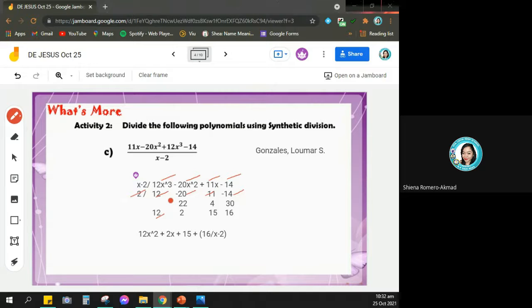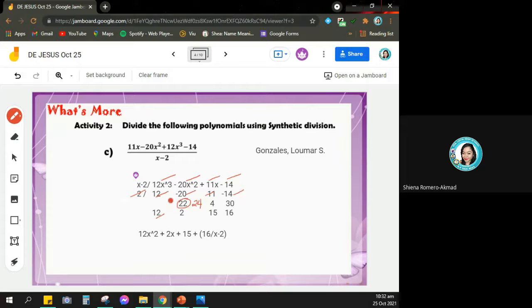It should be 24. 24 plus negative 20. Dapat ito 4. Okay lang yan. You can try and try and try hanggang masagot nyo ng tama. Huwag mo nang alisin kasi inaano ko. 4 times 2 is 8. Tama naman. Ayan, okay. So 4 times 2 is 8, correct? So we have 8 plus 11, 19. 19 times 2 is 38. Plus negative 14 is 16.